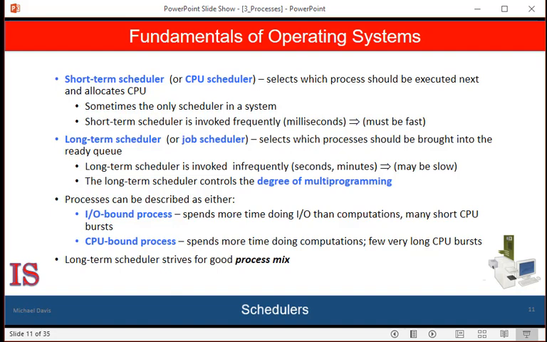This queue is generally stored as a linked list. A ready queue header contains pointers to the first process control block in the list, and each process control block includes a pointer field that points to the next process control block in the ready queue. The system also includes other queues we talked about.